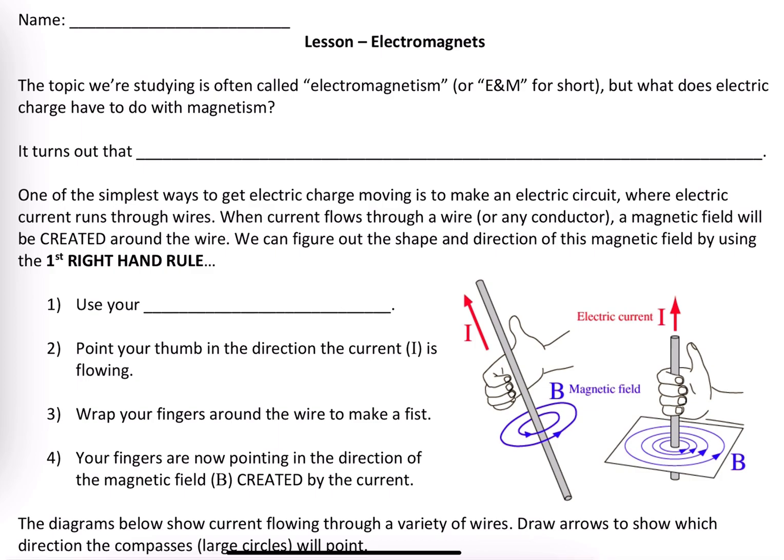So it turns out that when electric charges move, they create magnetic fields. I want to be clear about this. An electric charge by itself sitting there will create an electric field. We already know about that, but it won't create a magnetic field. However, as soon as it starts to move, it now creates a magnetic field in addition to the electric field it already had.